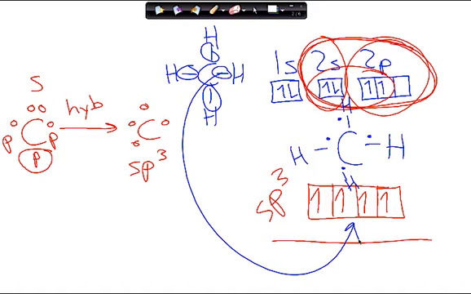So guys, the idea is that for the year and a half that you guys have been drawing Lewis dot structures and counting domains, what you've actually been counting are hybrid orbitals.